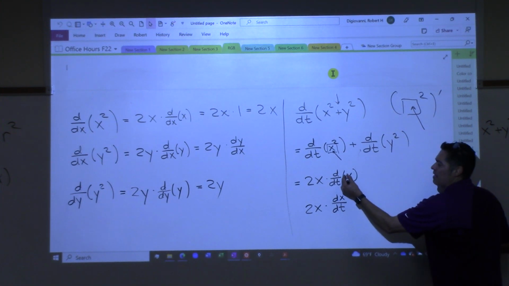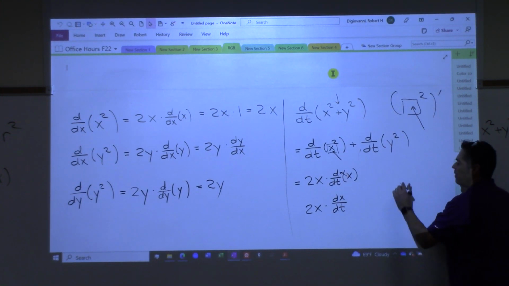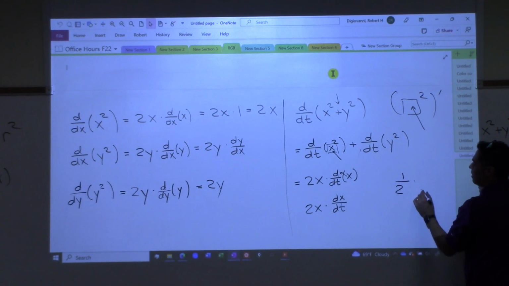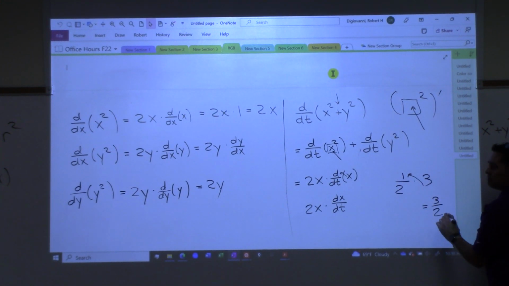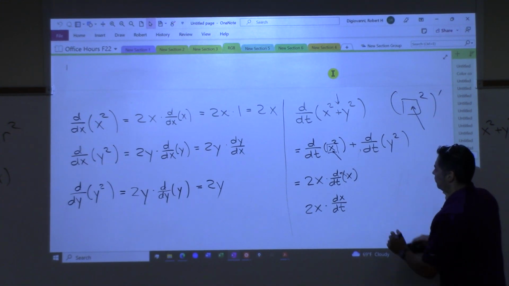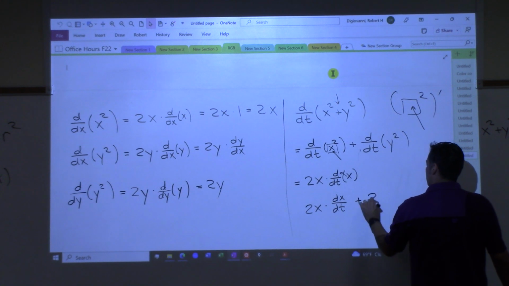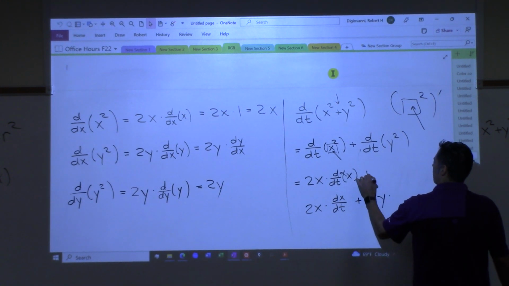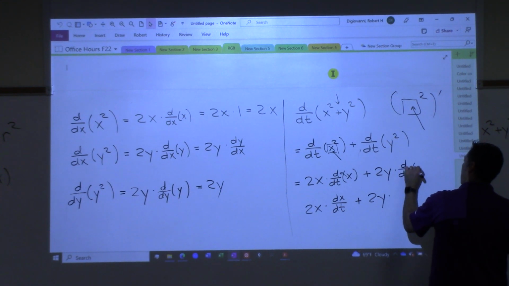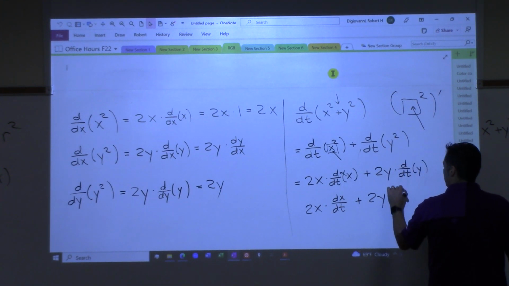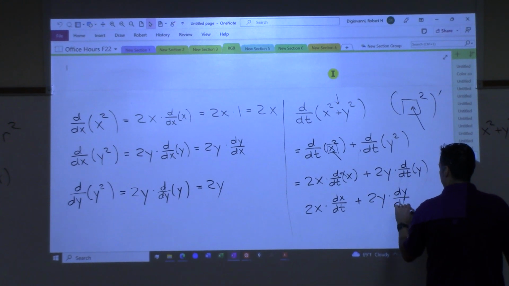Yeah, it's like you're sliding this up top here. It's like if I took a fraction 1 over 1/2 times 3, you could almost slide that up there and make that 3/2. That makes a little bit of sense? Yeah. And then over here plus, let's see, this is 2y, and then same thing. 2y, and then you're taking the derivative with respect to t of y, and that does not turn into 1, that turns into dy dt.